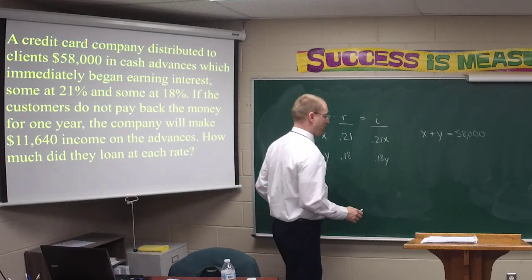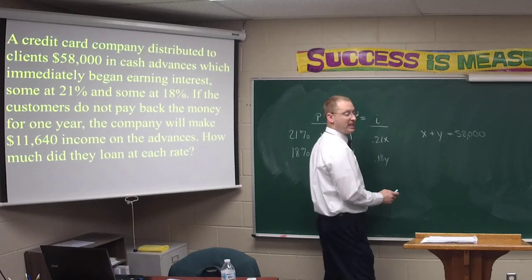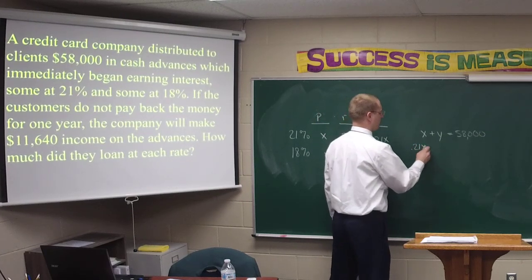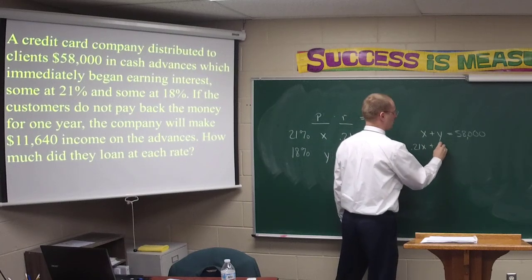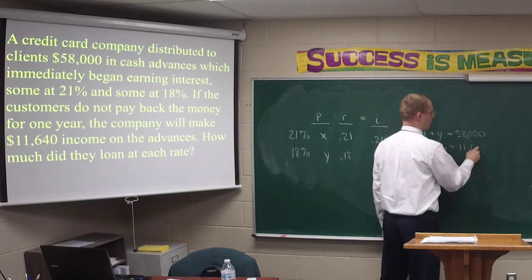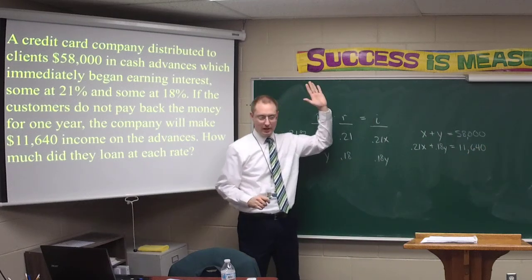And Genesis, what's your equation? Do you want to know what the decimals are? Yes. We'll do it with the decimals for now. Okay. 0.21x plus 0.18y equals 11,640. There we go. How many of you have the same second equation? 0.21x plus 0.18y equals 11,640.